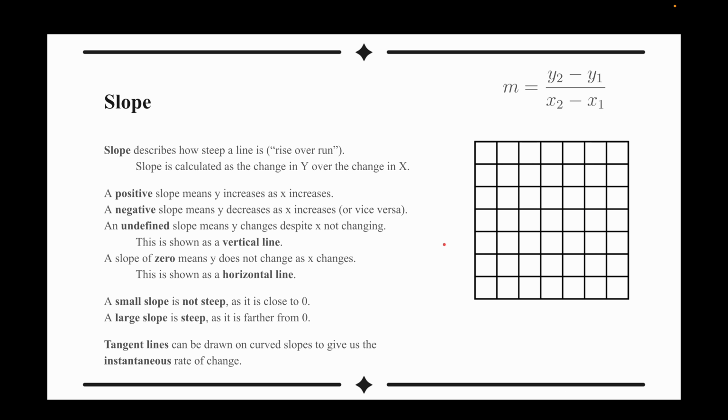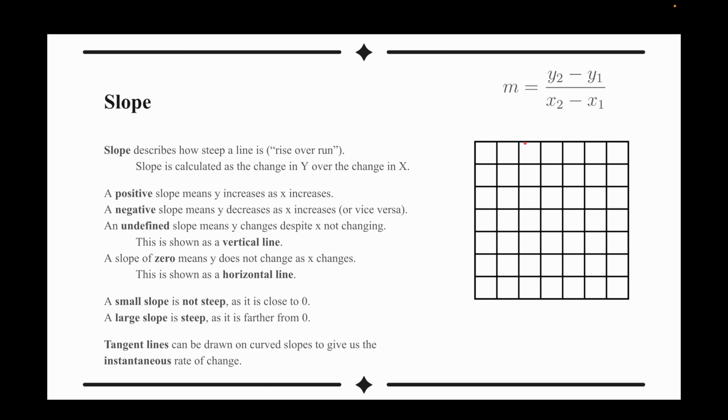A small slope is not steep as it is close to 0. If I have a slope of, let's say, 0.5, it means every time I go over to the right 1 square, I only go up half a square on the y-axis. So if I was to draw this line now, it would look something like this. This slope is not very steep because the slope number itself is actually close to 0.